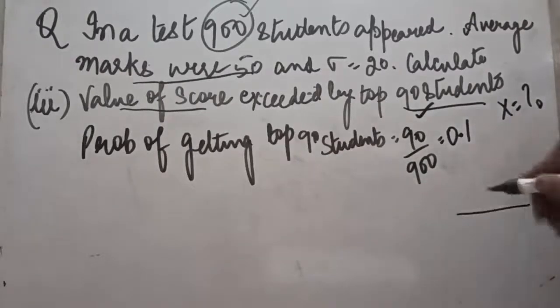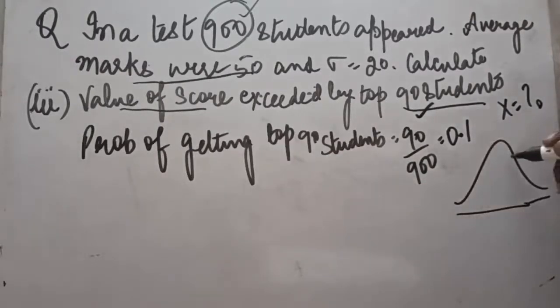if we talk about the top 90 students, where will they be located? Of course, they will be somewhere here. So this 0.1 is the value of this. But if we are going in the opposite direction, if we look at the table, we will require this. If this is 0.1, of course, this is going to be 0.4.